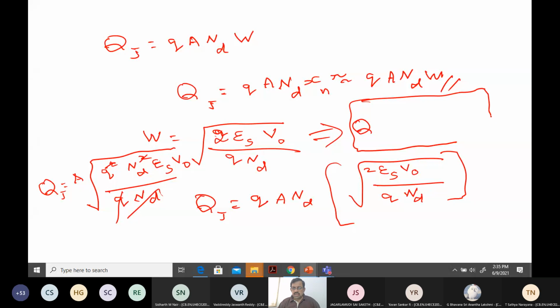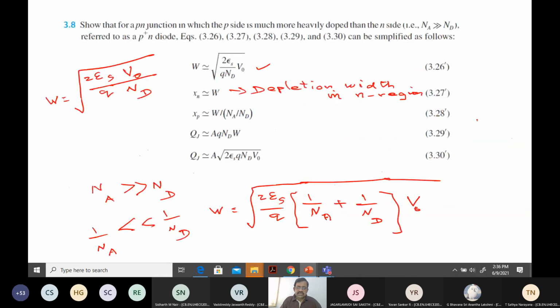Qj equal to A into square root of q Nd epsilon s. There is a factor 2 there. So we have to use that factor 2, and let us not forget that: 2 q Nd epsilon s V naught. Let us look at what is asked. So A square root of 2 epsilon s q Nd V naught.